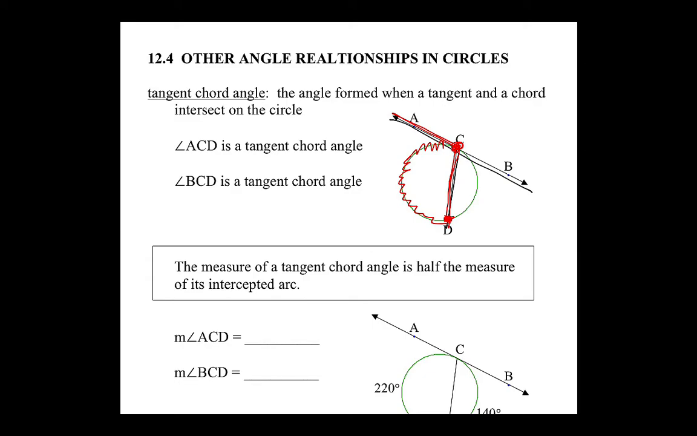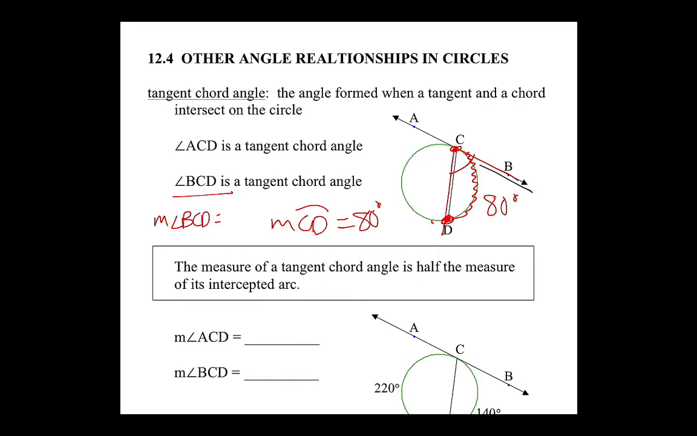If I look at angle BCD, that's going to have a different intercepted arc. Arc BCD, this angle right here. The points that are being cut off of the circle would be point D and point C again. So it is also a tangent chord angle, and its intercepted arc is everything between those two points. So that angle is half of the intercepted arc. So let's say that the measure of arc CD is equal to 80 degrees. Then the measure of my angle BCD is exactly half of that, and it's going to be 40 degrees.